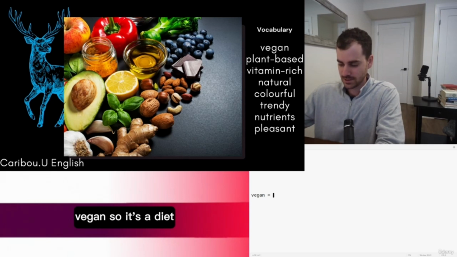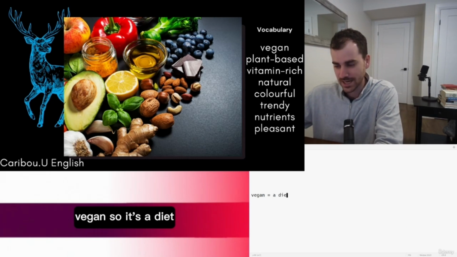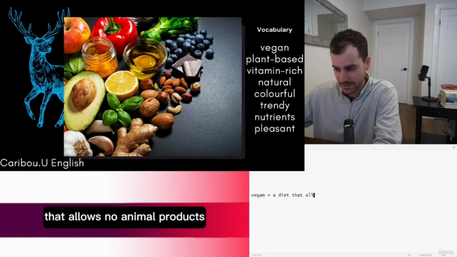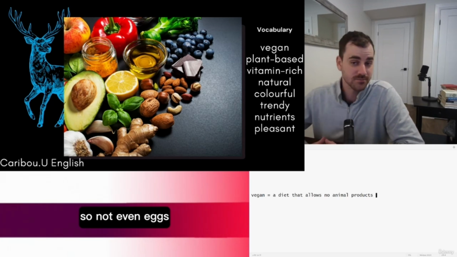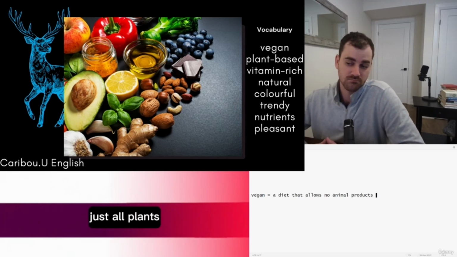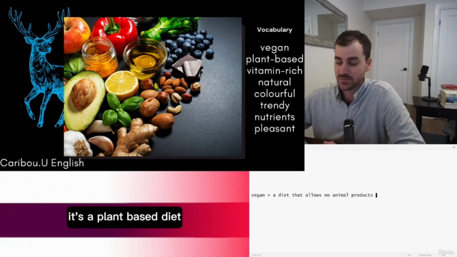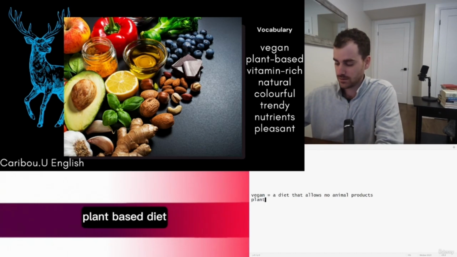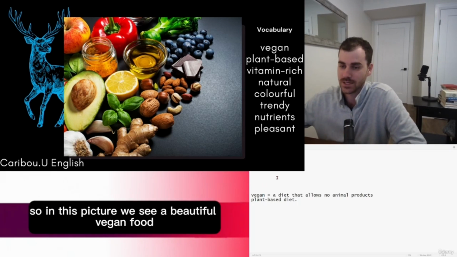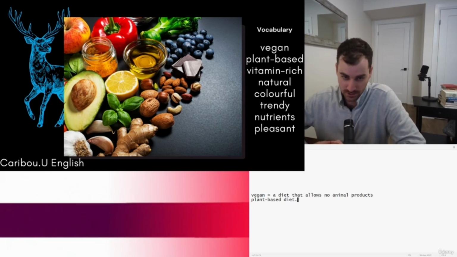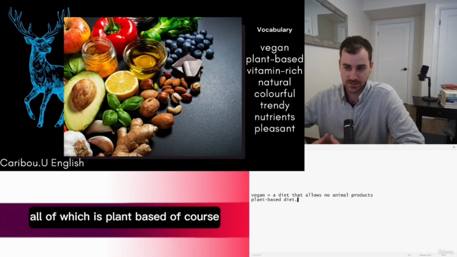Vegan. So it's a diet that allows no animal products. So not even eggs, just all plants. It's a plant-based diet. Plant-based diet. I only eat plants. So in this picture we see a beautiful vegan food, all of which is plant-based, of course.